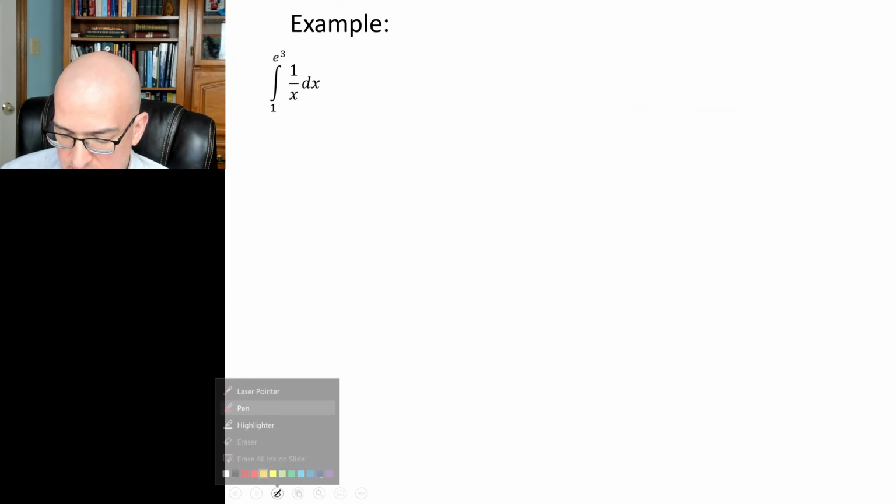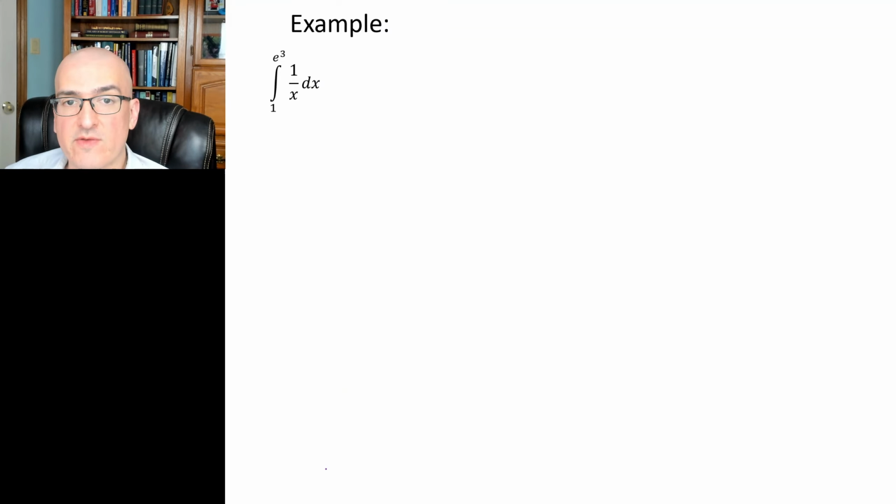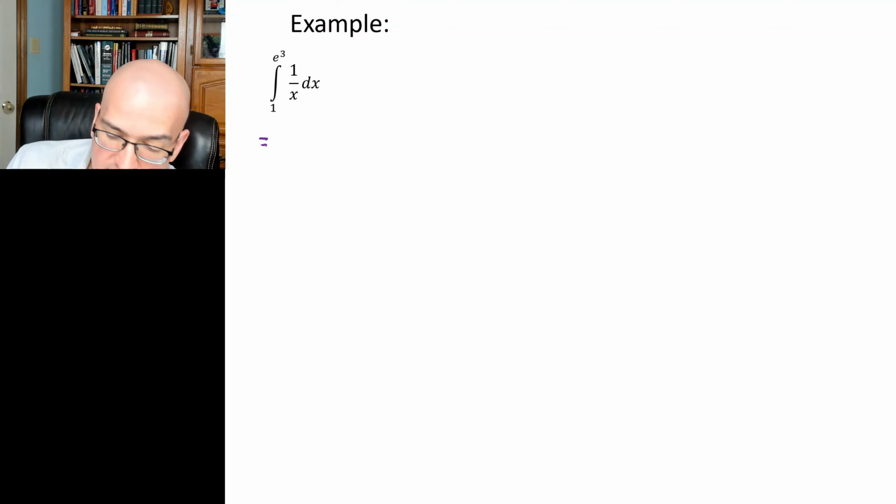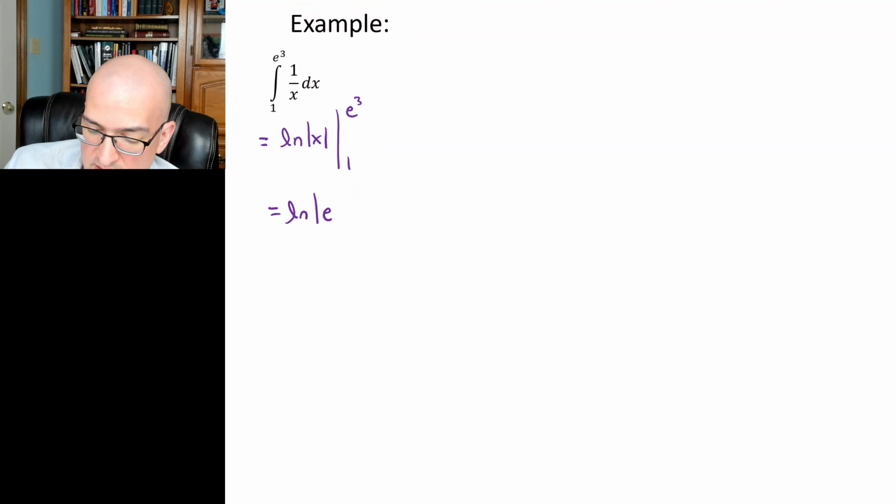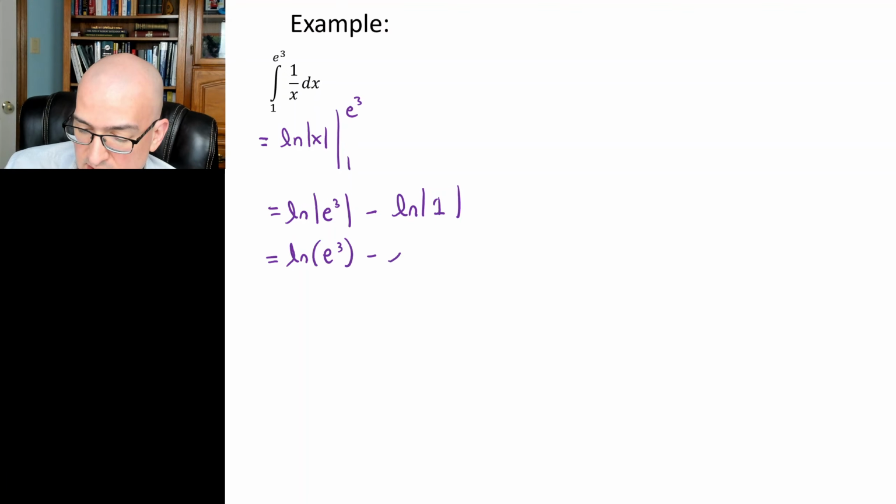Okay, here's another example. We want the antiderivative of 1 over x evaluated from 1 to e to the power of 3. Well, the antiderivative of 1 over x is ln absolute value of x. So ln absolute value of x evaluated from 1 to e cubed. So this will be the ln of absolute value of e to the 3 minus the ln absolute value of 1. We can drop the absolute value symbols because e to the 3 is positive and 1 is positive. And then for ln of e to the 3, use the cancellation law. Ln of 1 is 0. 3 minus 0. We get our final answer of 3.